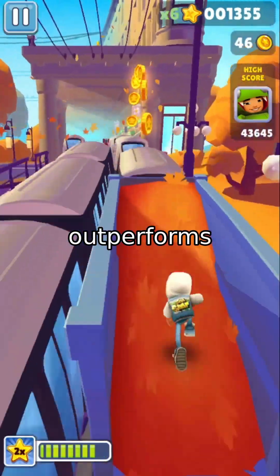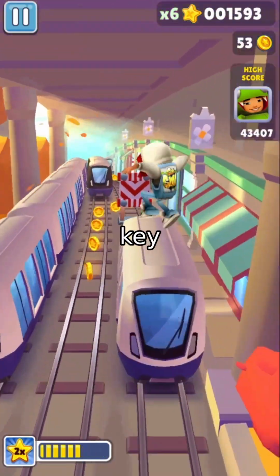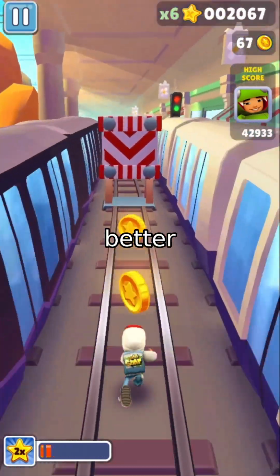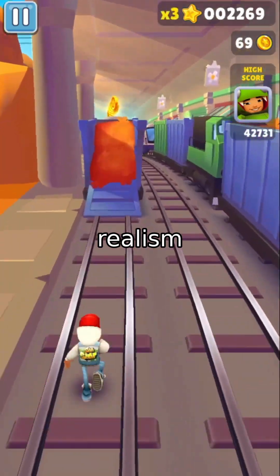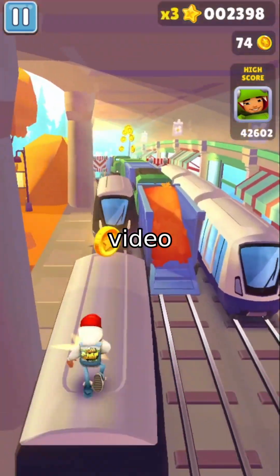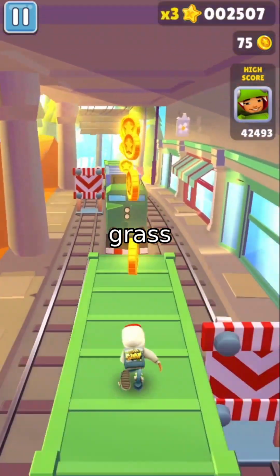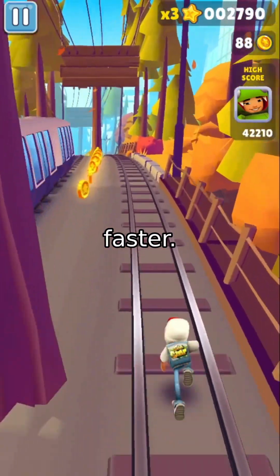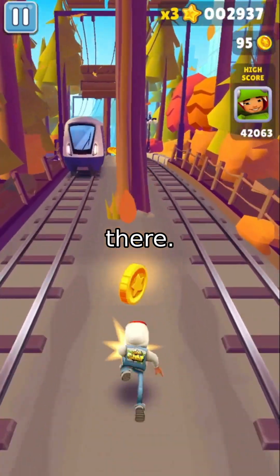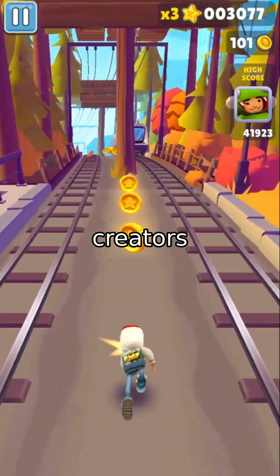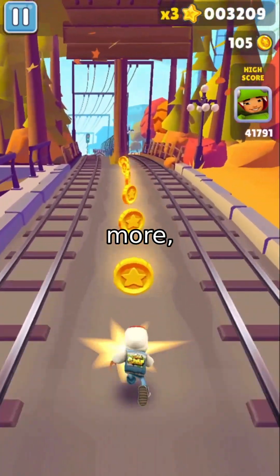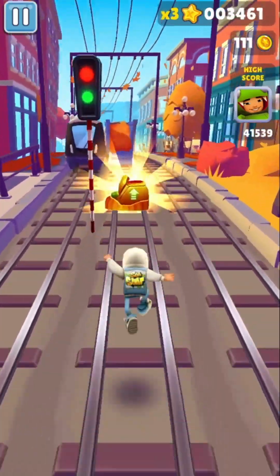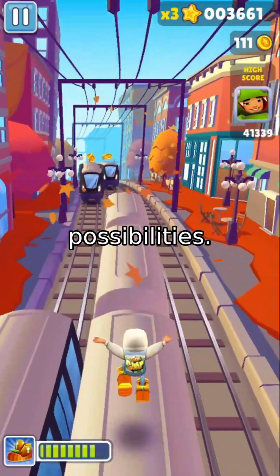The results? Radial Attention outperforms older methods like SDA and PA in key metrics. In tests, it achieved higher PSNR, a measure of clarity, and better vision reward scores, which evaluate realism and consistency. Imagine a video where a golden retriever's fur glows in sunlight, grass sways naturally, and the scene feels authentic, all while the AI works 4x faster. And the benefits don't stop there. Radial Attention's efficiency means creators can iterate faster, experiment more, and bring ideas to life without waiting hours for renders. It's not just about speed, it's about unlocking new creative possibilities.